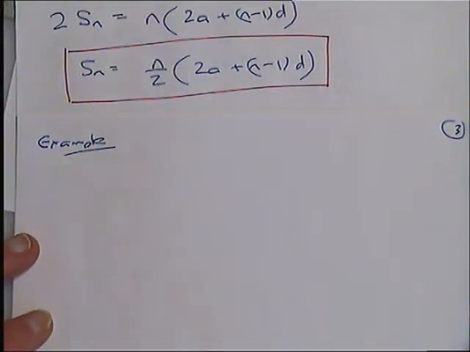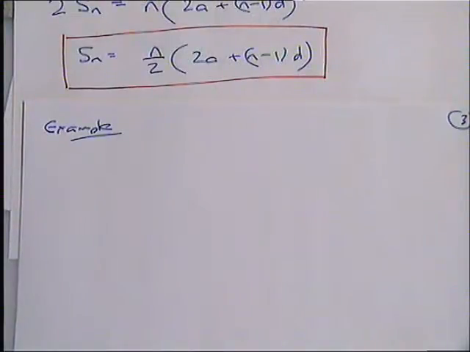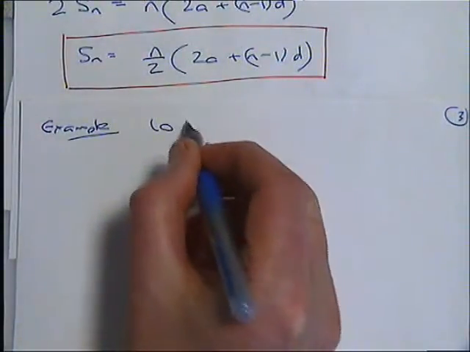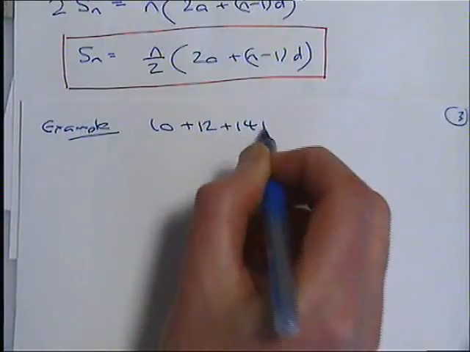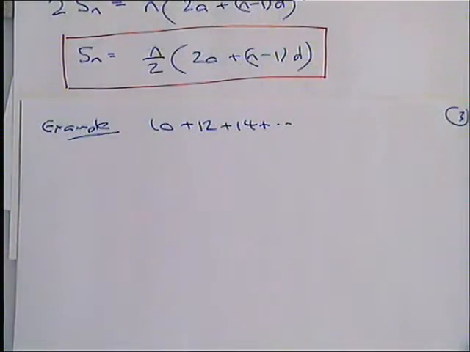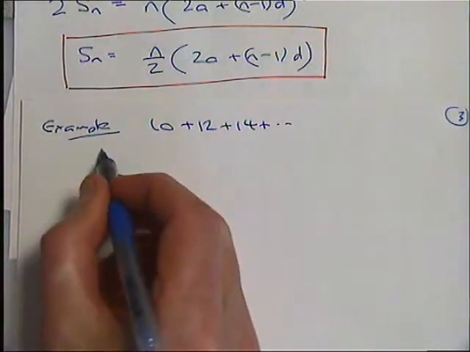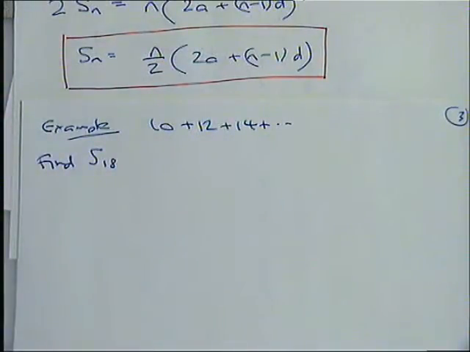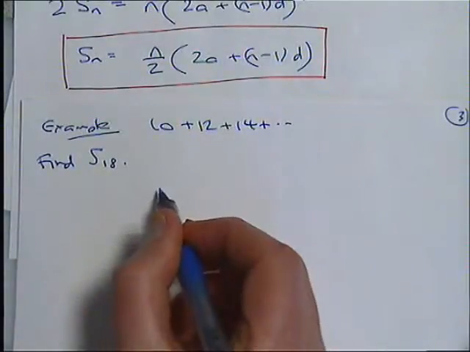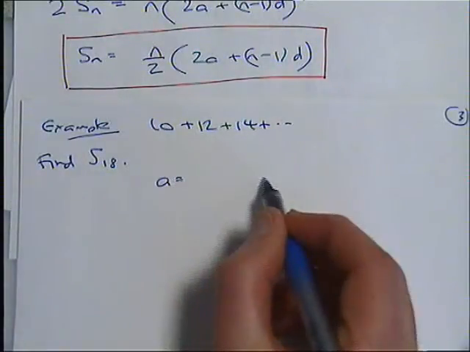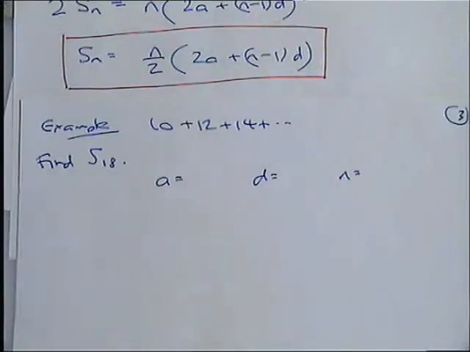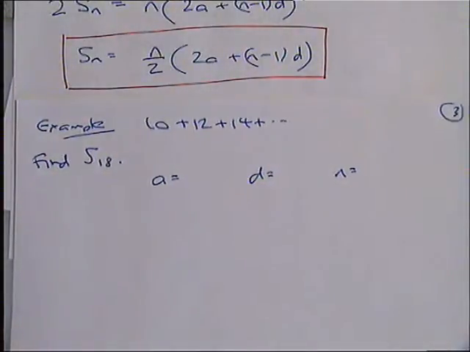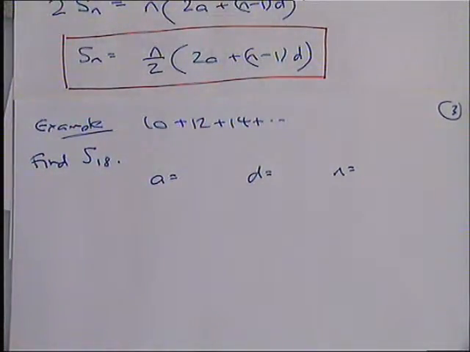So we've just seen where this formula comes from for adding them up. If, as an example, we have a series that starts off 10 plus 12 plus 14 and so on, and I wanted to find the sum of the first 18 terms, find S18, I need to know what A is, I need to know what D is, and I need to know what N is. Then I can just bung things in the formula.